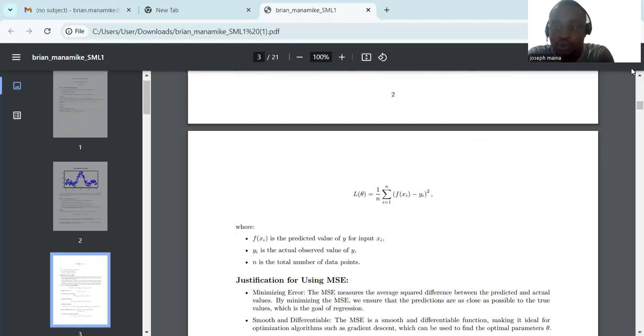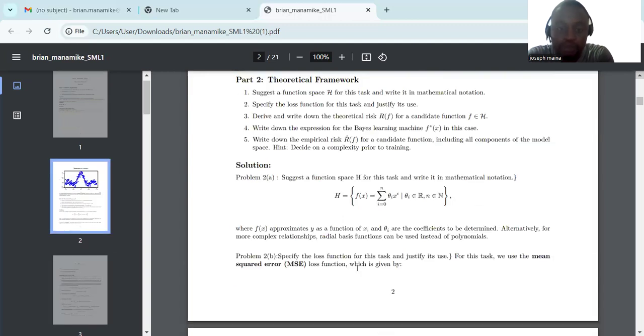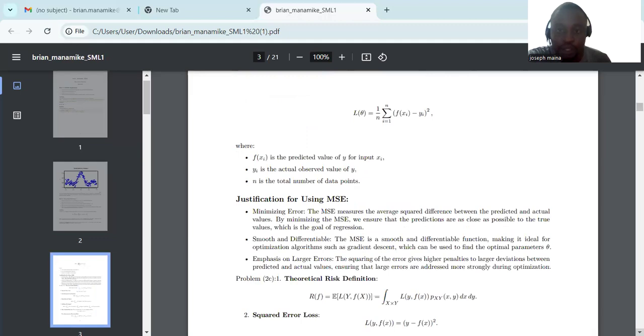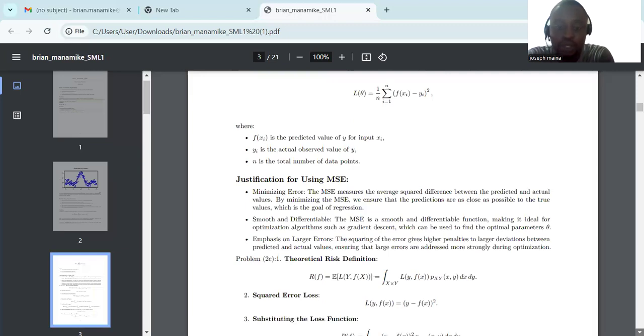Problem number 2b: specify the loss function for this task and justify its use. The loss function in machine learning refers to the function that quantifies the discrepancy between the true outcome and the predicted output made by the model. So as for me, I used (f(x) minus yi) squared, which is the predicted minus the actual value, and we squared it. The justification was that it minimizes error, it's smooth and differentiable, and also it puts emphasis on larger errors.